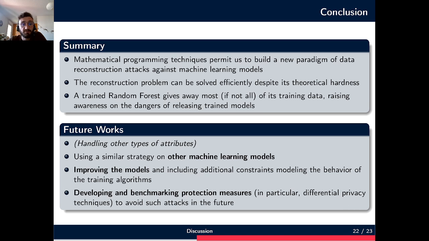Future works include the handling of other types of attributes, but as I mentioned, this is already done in the implementation, but also using a similar strategy on other machine learning models, other types of tree ensembles, but also other types of models like neural networks. Improving the current models by including additional constraints, for instance, modeling the behavior of the training algorithms. If we know, for instance, that a given information gain criteria was used to select the splits within each node, we can leverage this to include additional constraints within the constraint programming model, and this will help get either better results or faster results. And finally, developing and benchmarking protection measures, for instance, by learning differentially private random forests, is an important research avenue to avoid such attacks in the future.